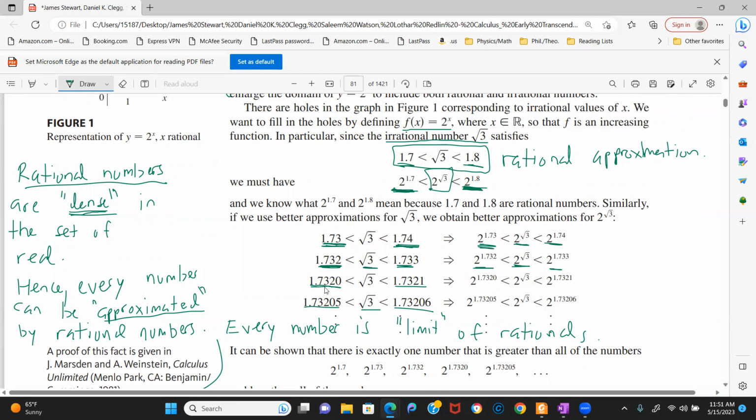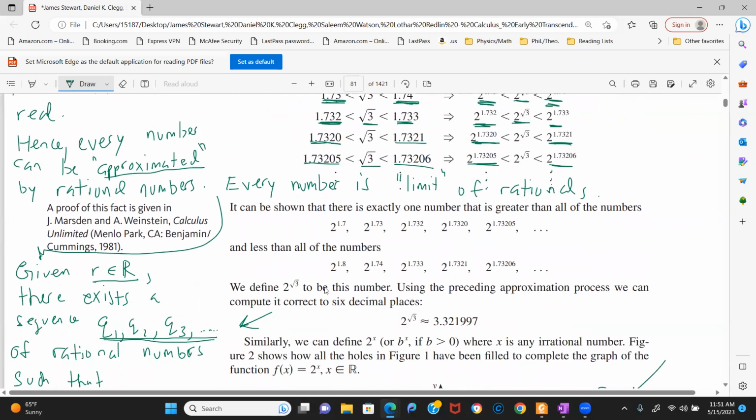And all these numbers are rational numbers. It's 2 raised to some rational number, and I can compute that. And so you can see that you have these dots here, meaning basically you're repeating this process of approximating the square root of 3 indefinitely many times, an infinite number of times in a sense.